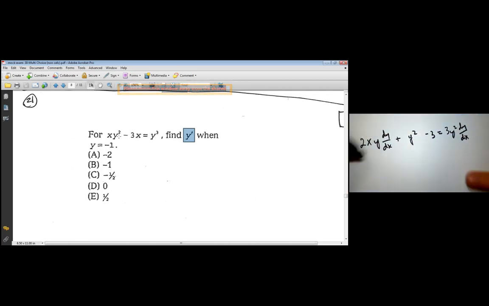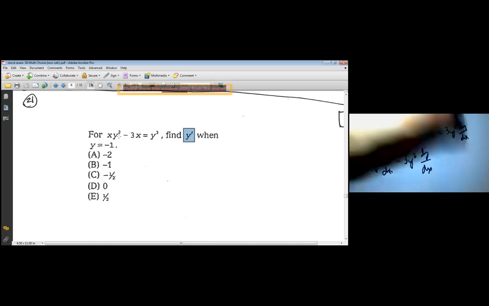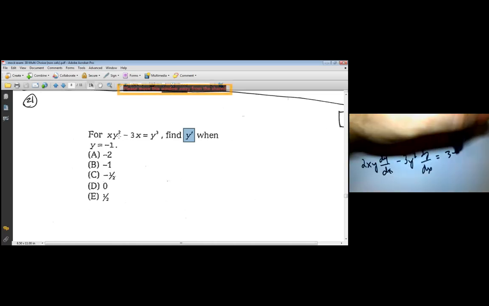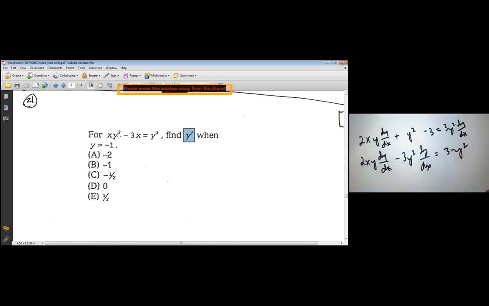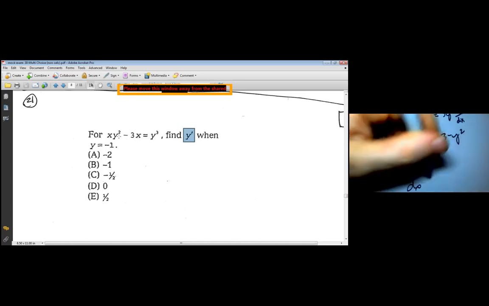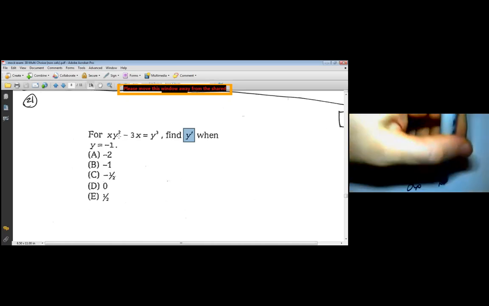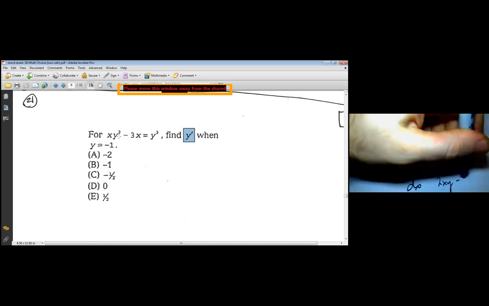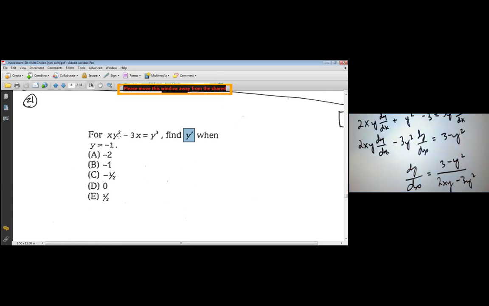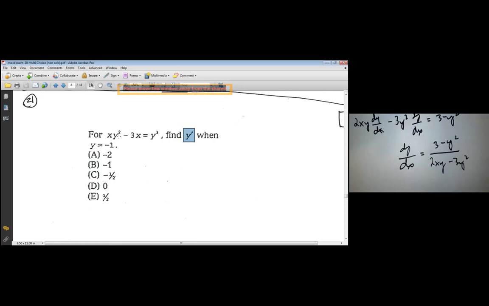Let's solve for dy/dx. 2xy dy/dx minus 3y squared dy/dx is equal to 3 minus y squared. Divide by the stuff. dy/dx is equal to 3 minus y squared over 2xy minus 3y squared.